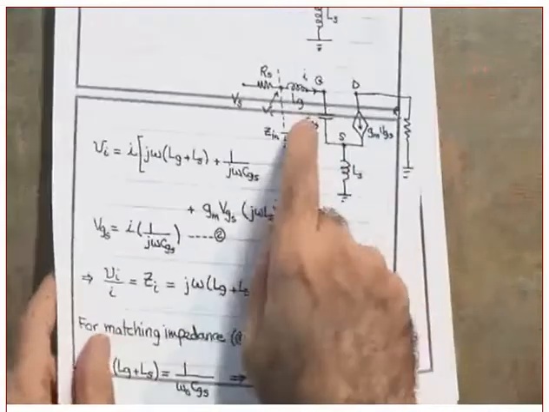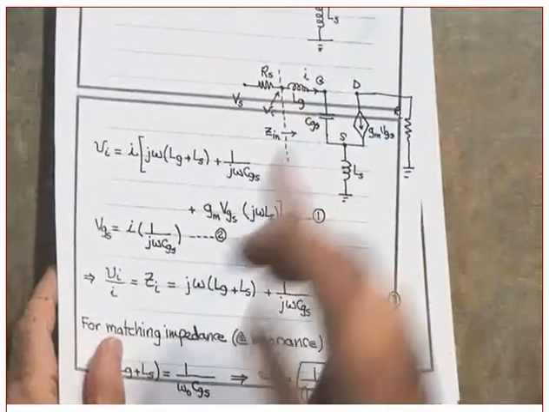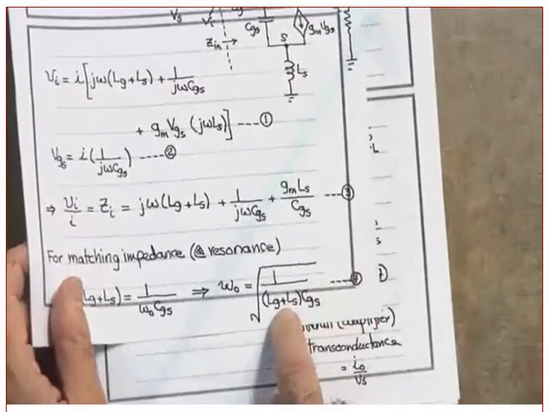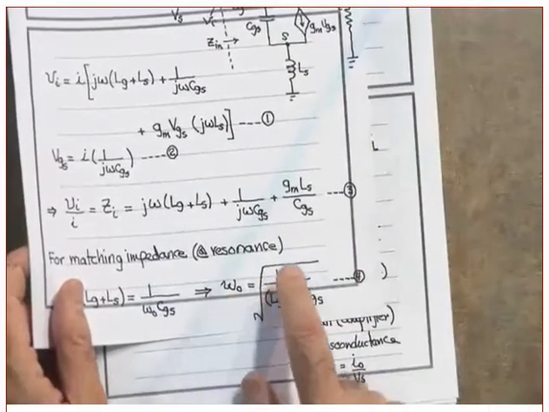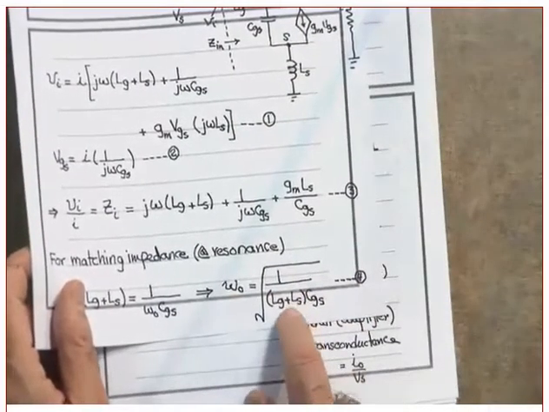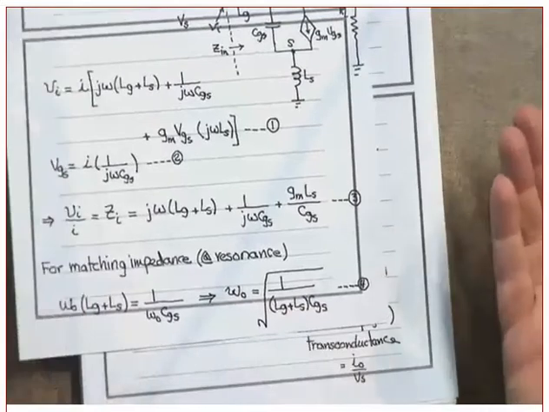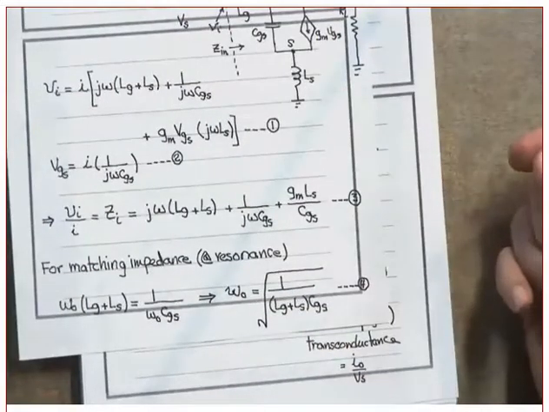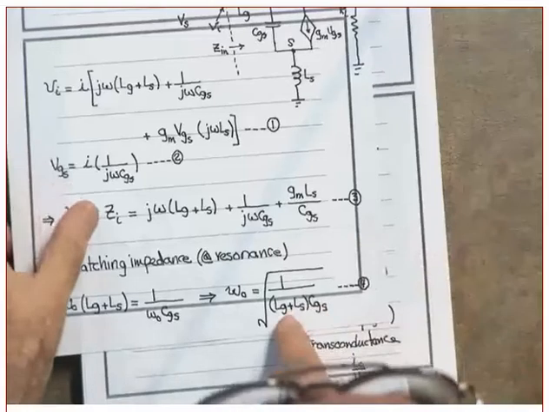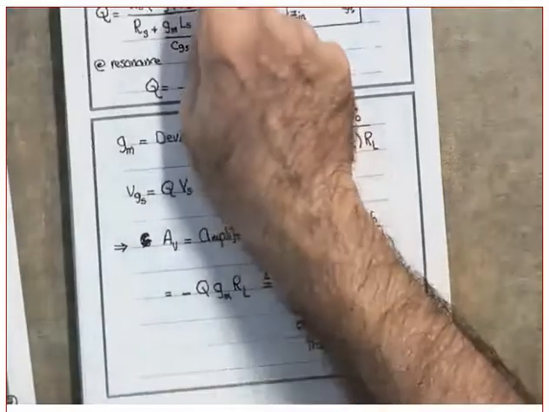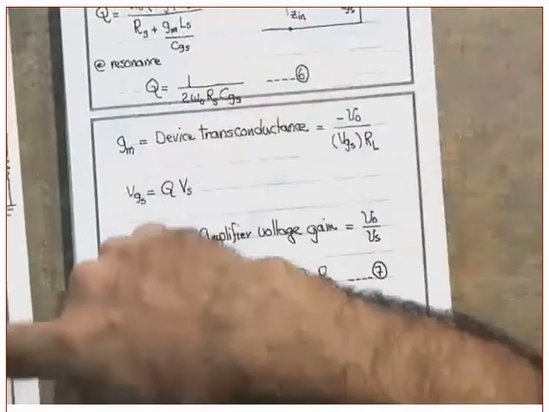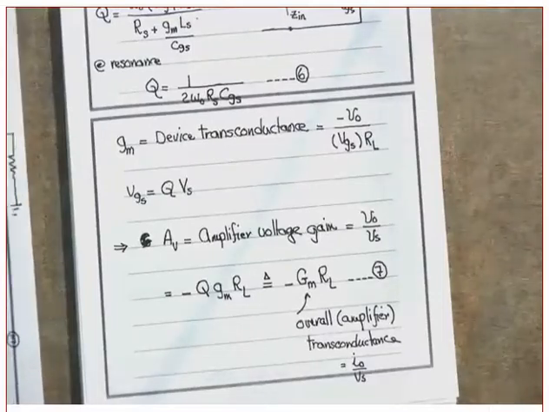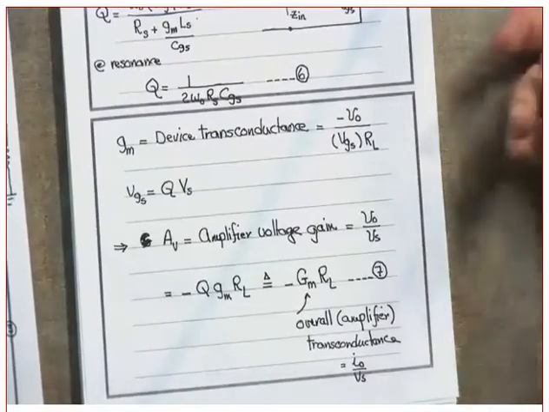Yes? Can you tell me why do I need the LG? First of all, can I remove it? Can I remove this LG and will it still work? In other words, omega naught will become 1 over square root of LS CGS. Do you agree? Then why did I put it? I put it to get 2 degrees of freedom. If you put only LS, that LS is going to be used for power matching and for determining the resonance frequency. Did you get my point or not?